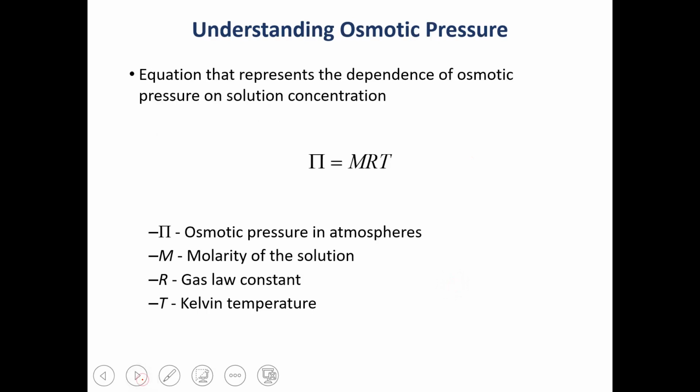So let's actually look at an example. Before we get there, we have to talk about the equation. Of course, there's an equation for osmotic pressure. This is the symbol for osmotic pressure, and it's equal to the molarity of the solution times the gas law constant times the temperature in Kelvin. And because we're using the gas law constant here, which has units of liters times atm over Kelvin times mole, osmotic pressure has to be in atm.